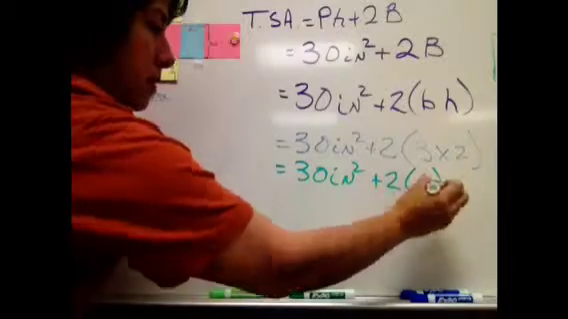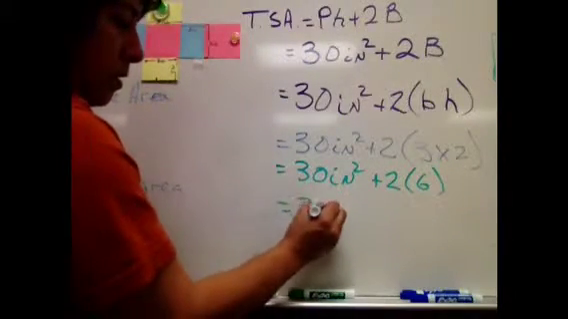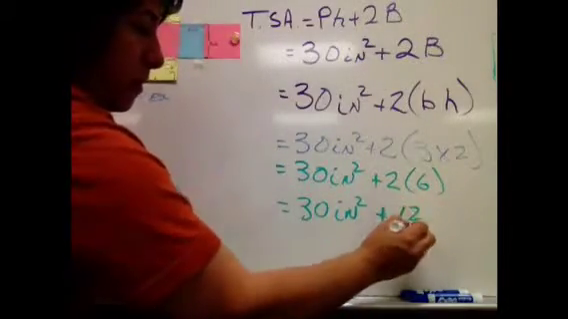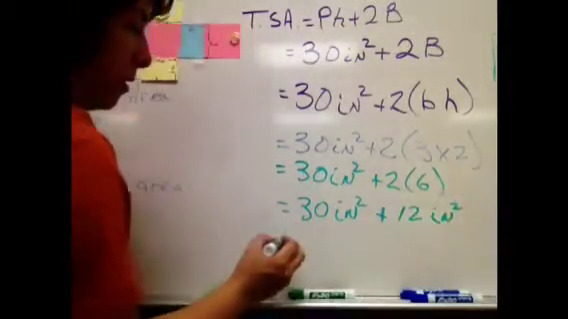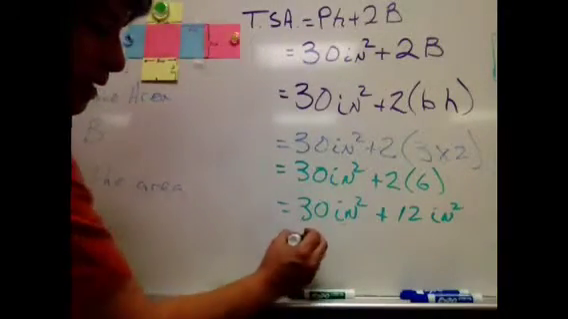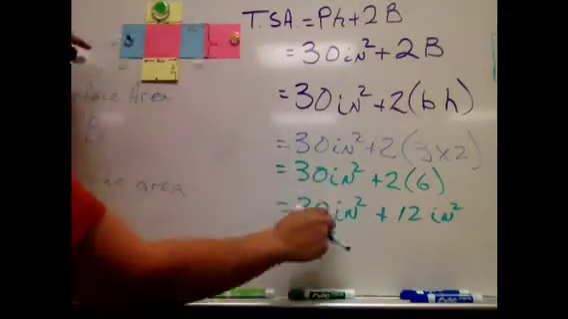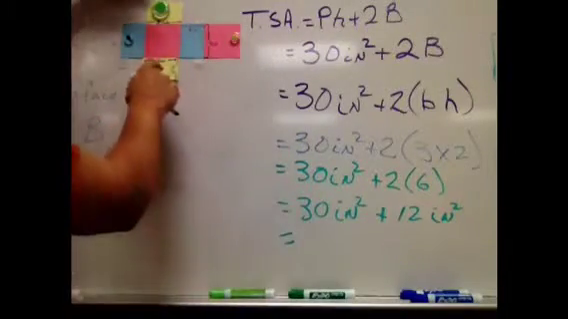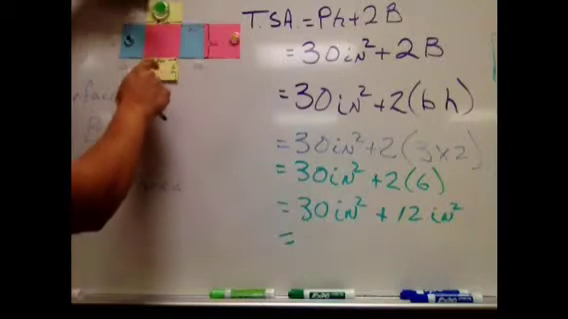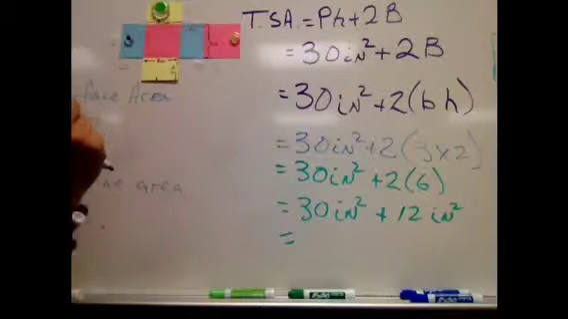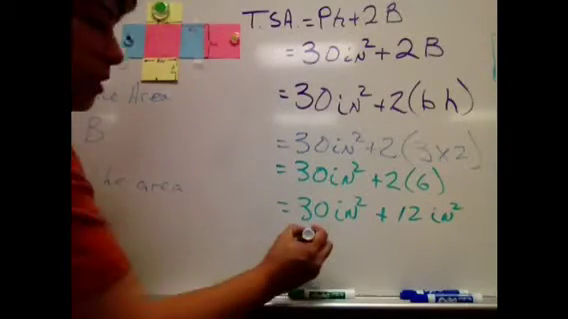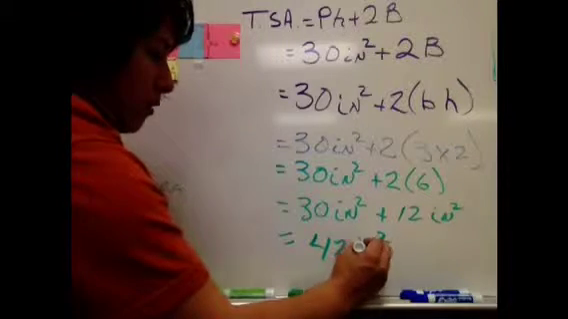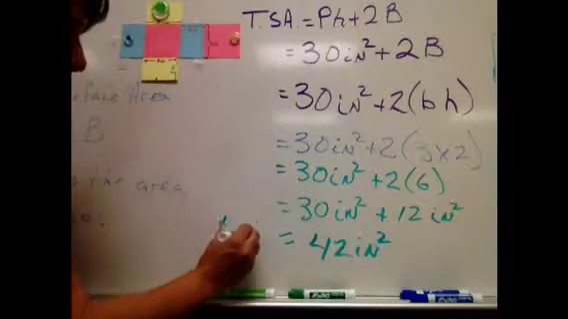2 times 6. 30 inches squared plus 2 times 6 is 12 inches squared. Put them together and we've got, now remember this is the lateral surface area right here, the pink and blue right here, and this is including both, right? That's why we multiply by 2, both of the bases. So now we're putting it all together and we've got 42 inches squared for the total surface area.